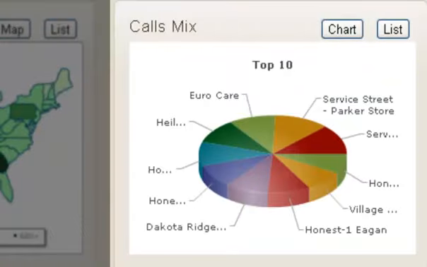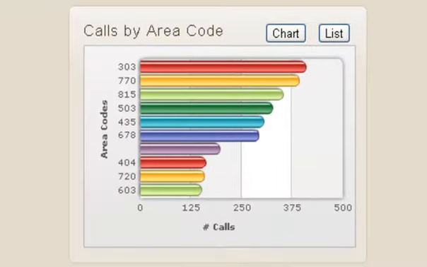In the Calls Mix area, you can see the breakdown of which calls are coming in from which tracking numbers. This clearly shows which campaigns are effective and which just aren't. The Calls by Area Code section allows you to, in a different way, view where your calls are coming in from. And again, sort them by time frame, by tracking number, and by group and user.